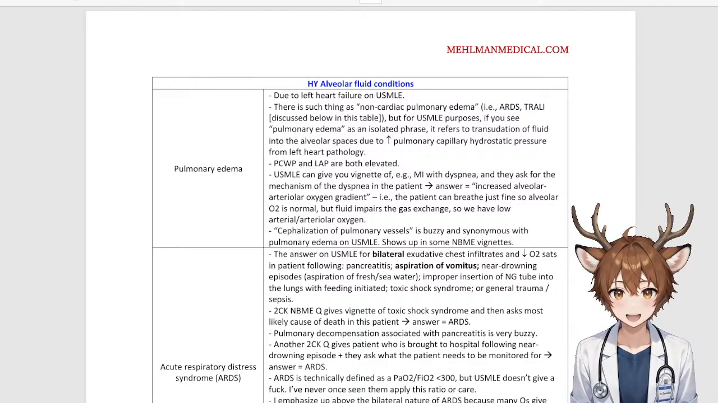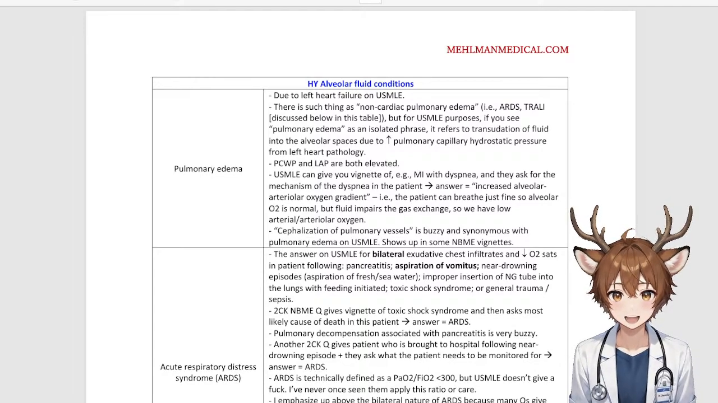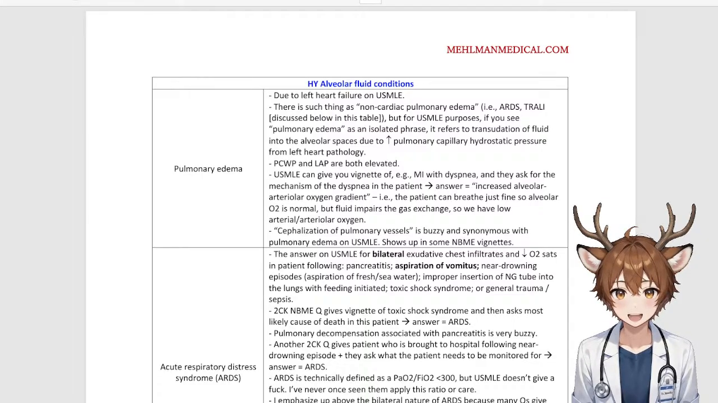Cephalization of pulmonary vessels is buzzy and synonymous with pulmonary edema on USMLE, shows up in some NBME vignettes.